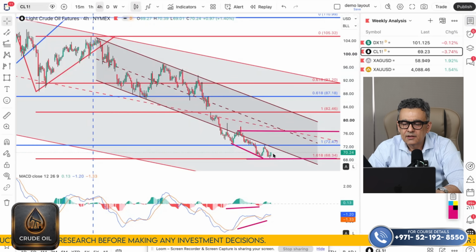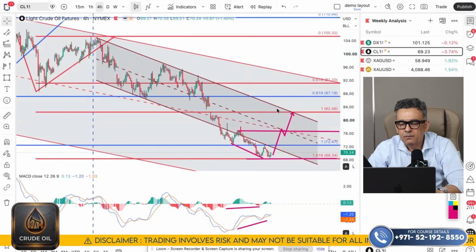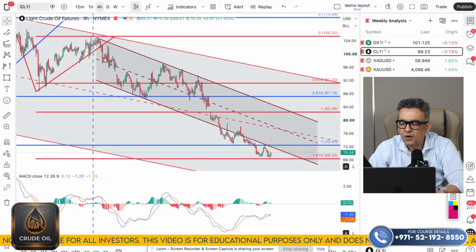Then the next target inside would be 82. Now, 82 coincides with the top boundary of the smaller falling channel. So we will expect a drop from 82.46. This is probability number one.